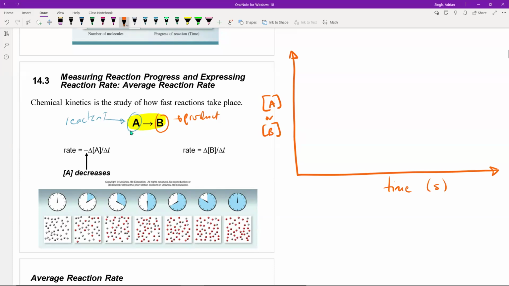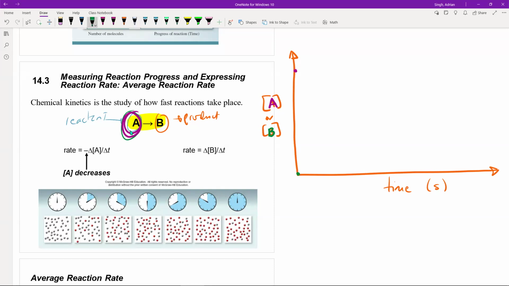So let's say we'll put A in purple, and B in green. Initially, before we allow this reaction to happen, all we have present is just A, because that's what we're starting off with. So purple, all we have is just A. At the beginning, our concentration of A is very high, whereas before we allow A to be converted to B, we don't have any B, so the concentration of B is actually 0.